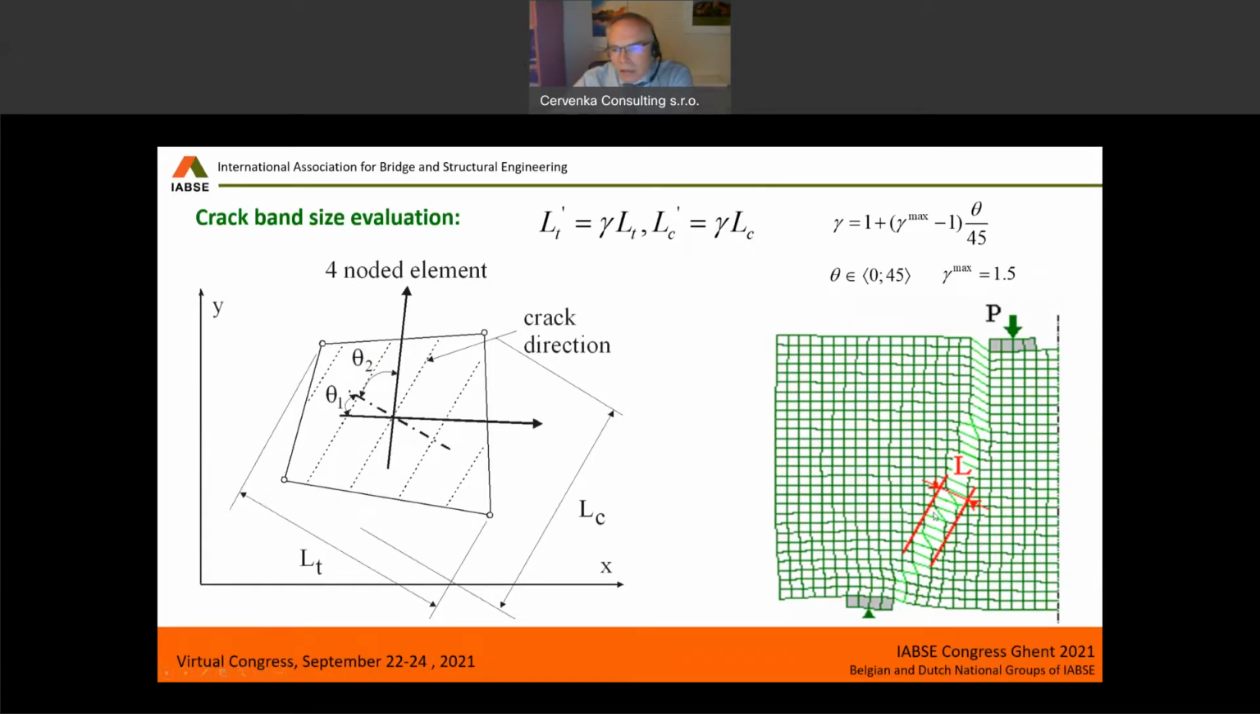it is clear, like we see in this schematic figure on the right, that when the crack propagates in a diagonal way with respect to the finite element mesh, the cracking will not be localized into a single row of elements, but will be kind of zigzagging through the mesh. And basically the localization will have to involve more than one element. To account for that, we increase the crack band size by this gamma factor, which depending on the angle of this crack inclination with respect to this ideal direction, increases up to 50%.